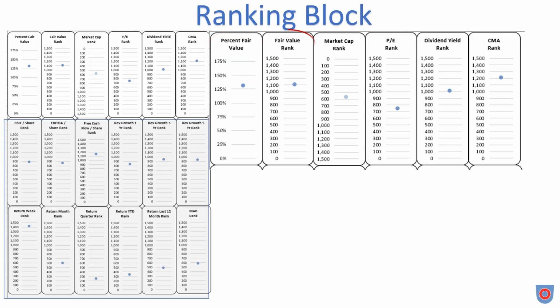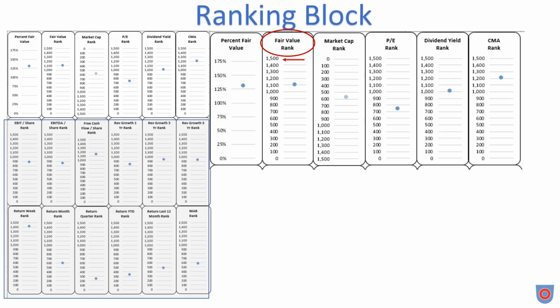The slider directly to the right is titled Fair Value Rank. This slider takes the percent fair value and ranks it against all of the other stocks, placing it on a scale from 0 to 1500. A ranking of 1500 would indicate that the stock is the most overvalued stock. A value of 1 would indicate that this stock is the most undervalued stock.